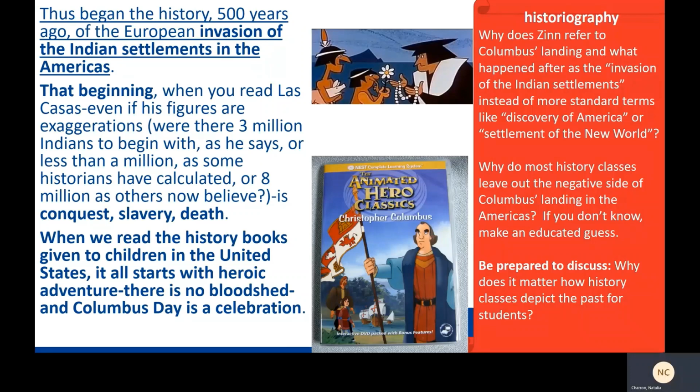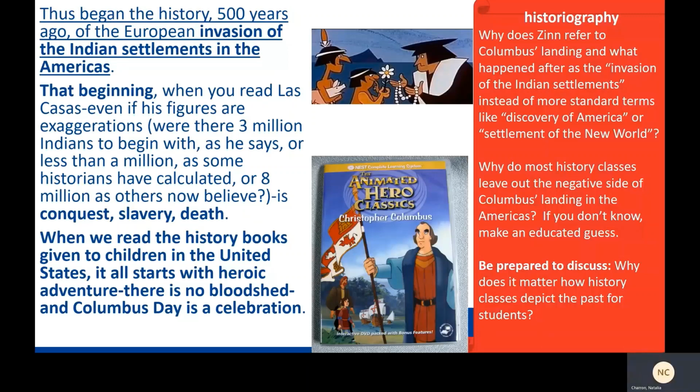Thus began the history, 500 years ago, of the European invasion of the Indian settlements in the Americas. That beginning, when you read Las Casas, even if his figures are exaggerations, were there 3 million Indians to begin with, as he says, or less than 1 million, as some other historians have calculated, or 8 million, as others now believe? Even if his figures are exaggerations, that beginning is conquest, slavery, death.